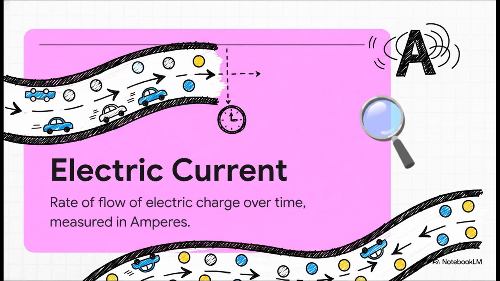Now, interestingly enough, individual electrons actually move surprisingly slowly, sometimes slower than a snail, but the chain reaction of them pushing each other happens at near the speed of light. Current is just a measure of how many of those cars, or how much charge, is passing a specific point on the road every single second.